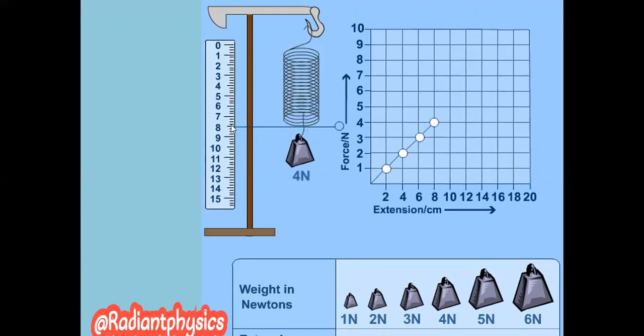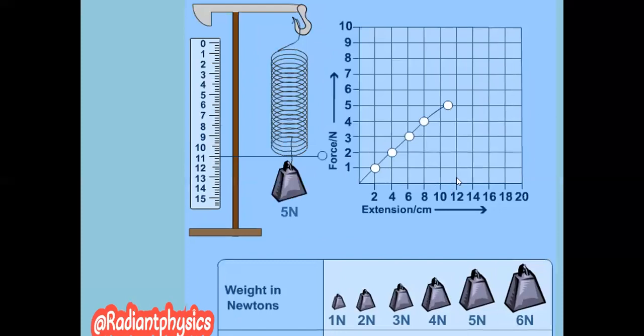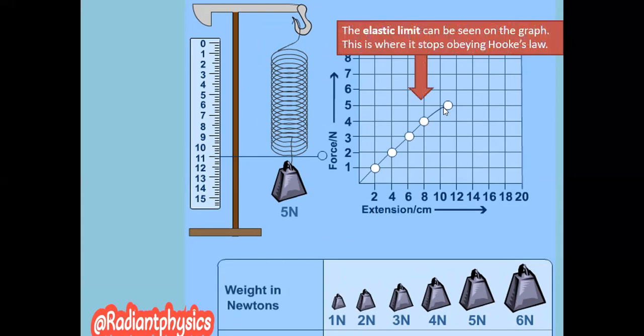Let's make it 4, and then it's extended to 8 centimeters. You can see it again, and then this is our graphical representation, which is a very straight line. And then when we take it to fifths, we apply another force, which is 5 Newton. Now you can see it starts bending here. So what this means is that this elastic limit can be seen on the graph. So this is the elastic limit of this spring, which means that this spring can only accommodate 4 Newton of forces. So this is the strength of this spring.